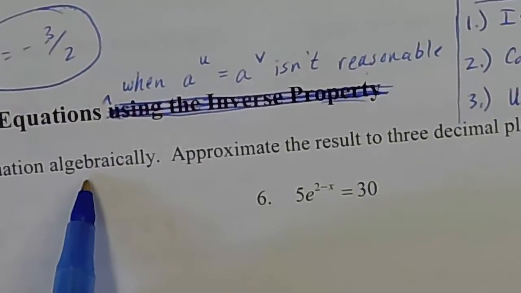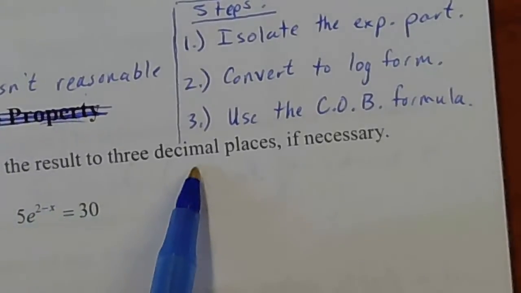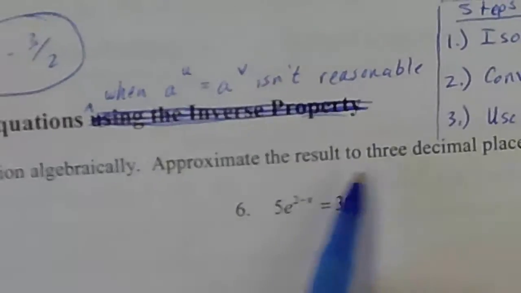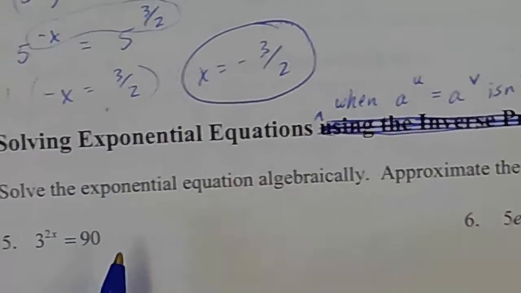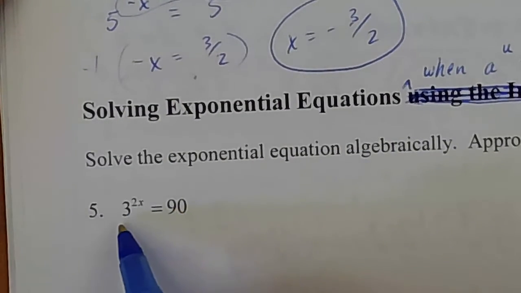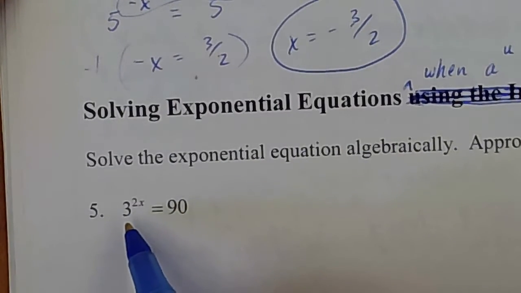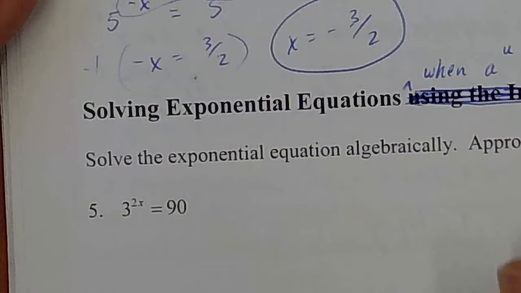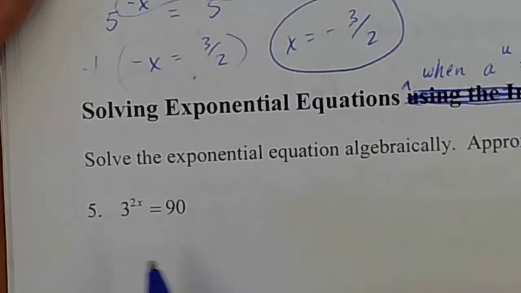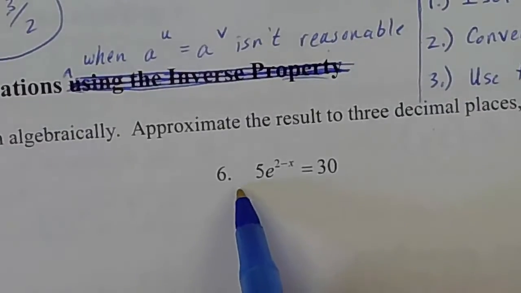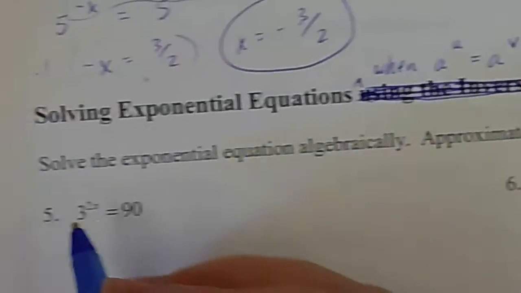Okay, so for number 5, solve the exponential equation algebraically, and give your answer to 3 decimal places if necessary. So here's where it's not reasonable to do what we did in examples 1 through 4. How are we going to rewrite 90 with a base of 3? We can't do it. All right, so it's not reasonable to do that. So we're going on to this new success criteria. So step 1, isolate the exponential part. It already is. Okay, and number 6, it's not. We got to get rid of the 5. Okay, so step 1 is done.